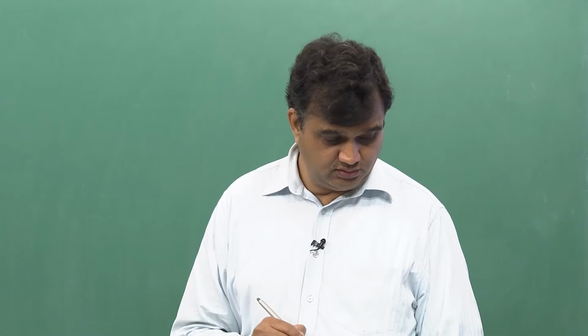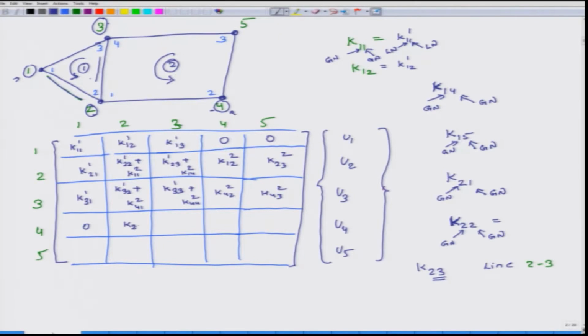So this is 0, this is K212, K242, K222, K232, and then this is again 0, K312, K342, K322 and K332.